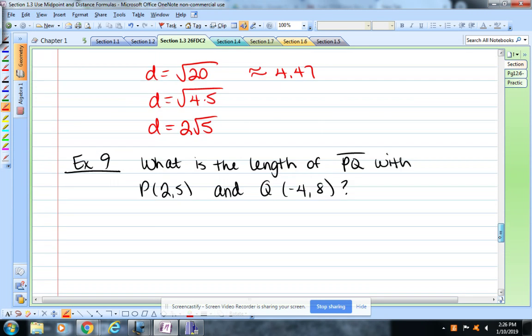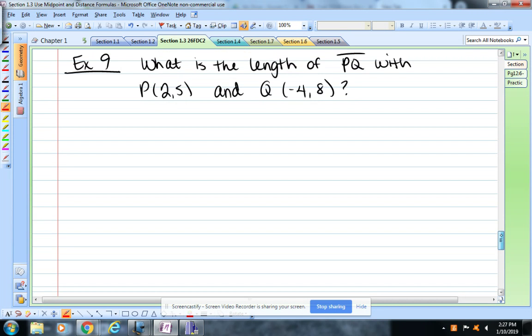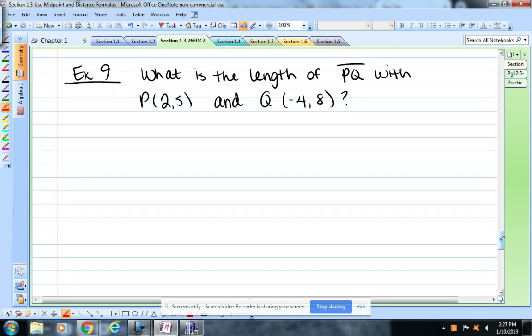Now, all of your homework says you can round it to the nearest tenth. That means this could have been 4.5. Does that make sense? So it's just whatever the directions of what you're doing says to do. All right, y'all write down these ordered pairs. We're going to try another one.